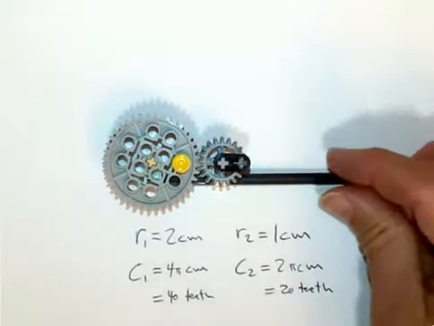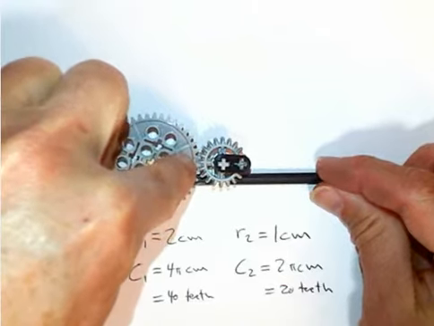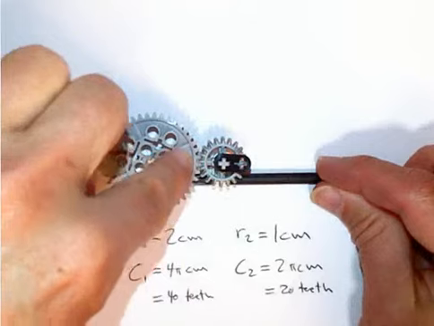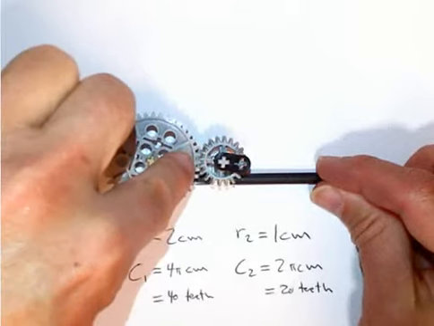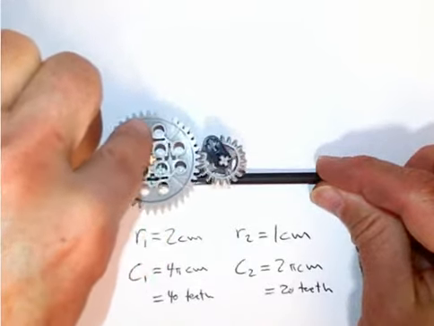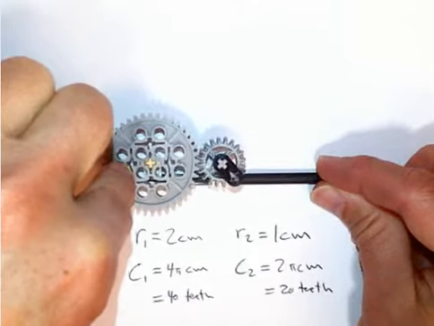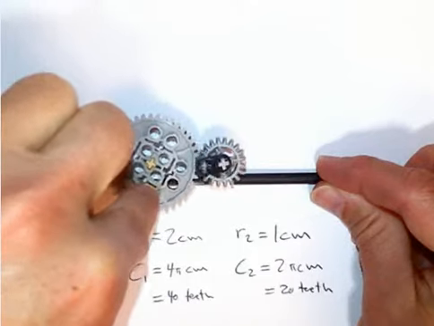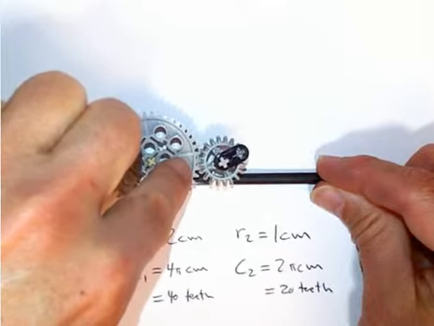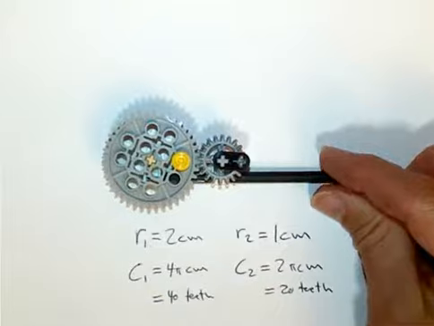So I'm just going to turn the big gear around one time, and you want to look at this black indicator on the small gear, and that's going to help you see how many times the small gear goes around. So I'm halfway on the big gear. And now I'm all the way. Oop, a little too far. Okay.